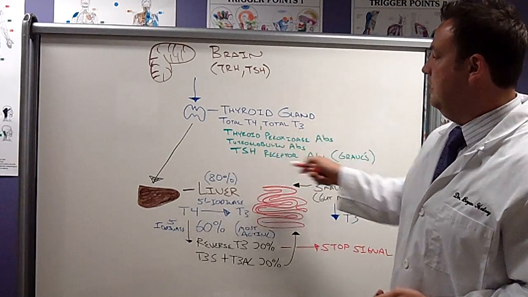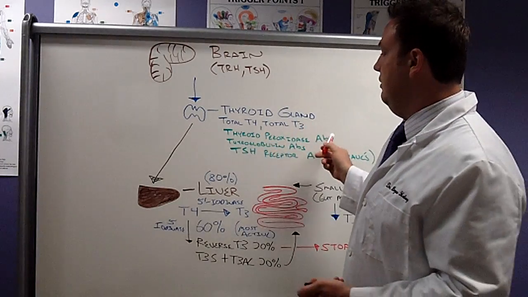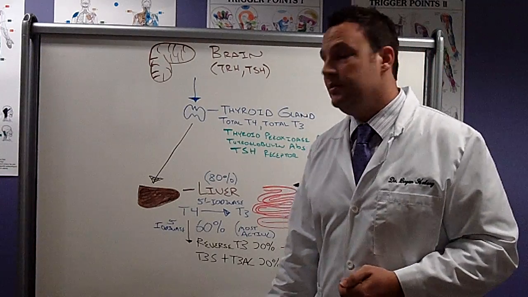Most of the time, we're going to see that low-functioning thyroid 80 to 90% of the time, but this is going to be an autoimmune condition known as Hashimoto's thyroiditis.